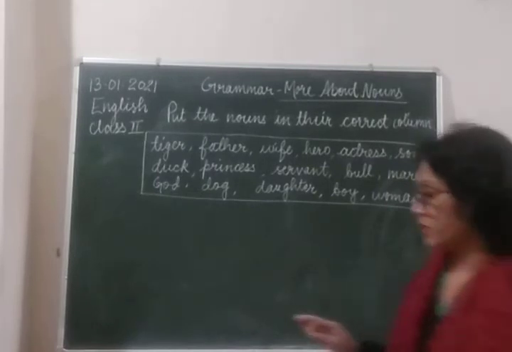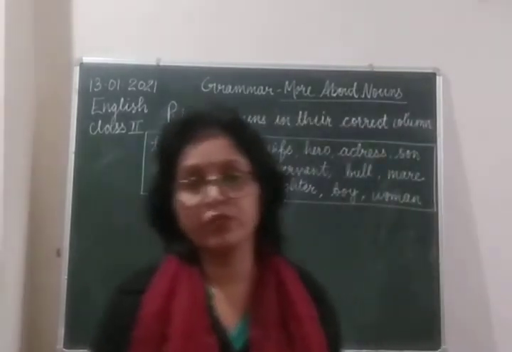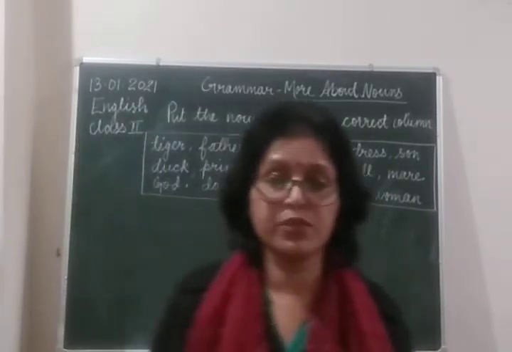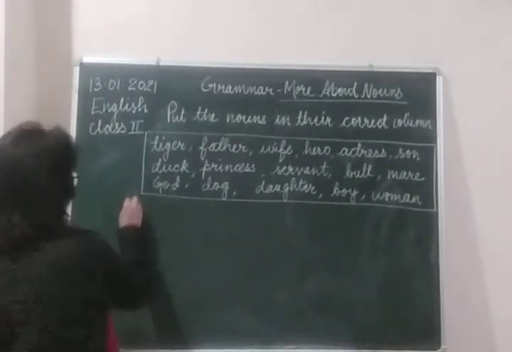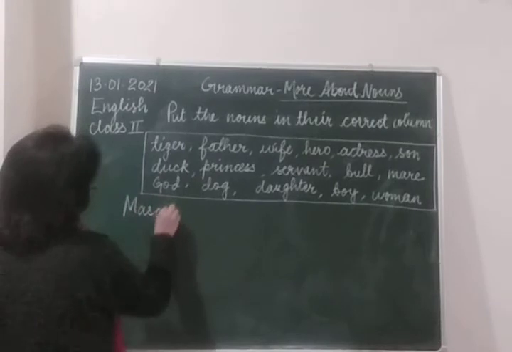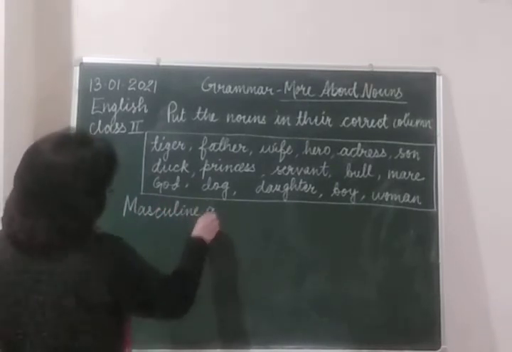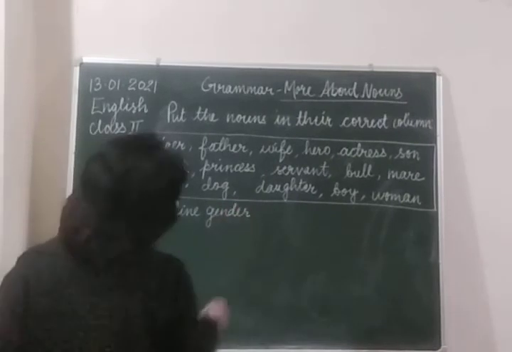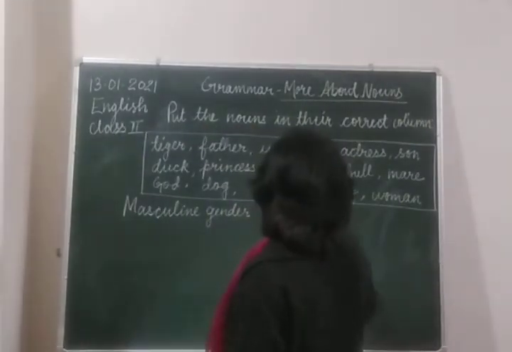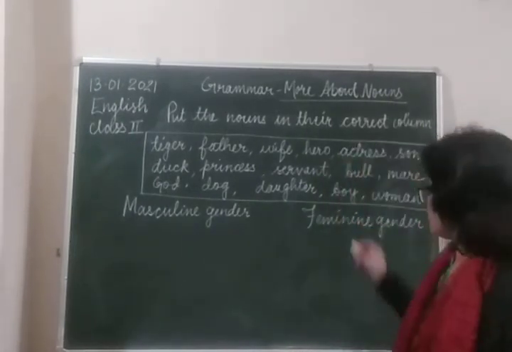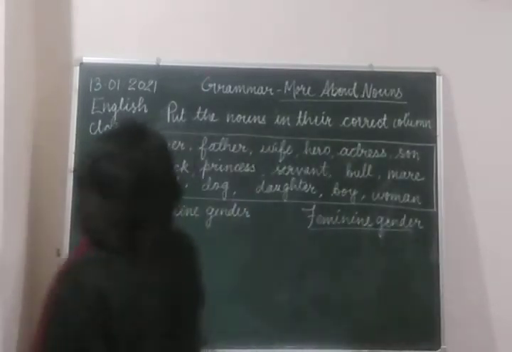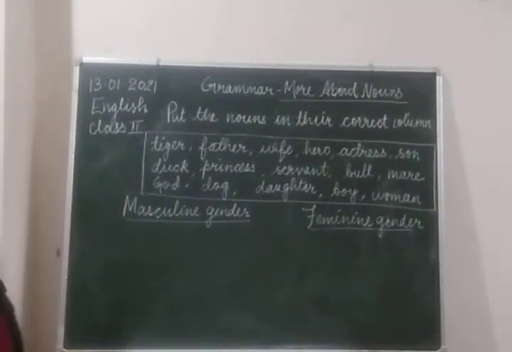These are some nouns. Now you have to separate them according to their gender. जो भी gender है उसके हिसाब से उन्हें आपको अलग अलग columns में डालना है. Now here is the column of masculine gender. Next is the column of feminine gender. Okay, masculine gender and feminine gender. Now what we have to do, we have to pick each noun and we have to put them in the correct column.